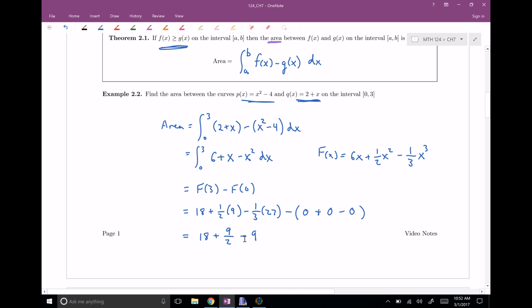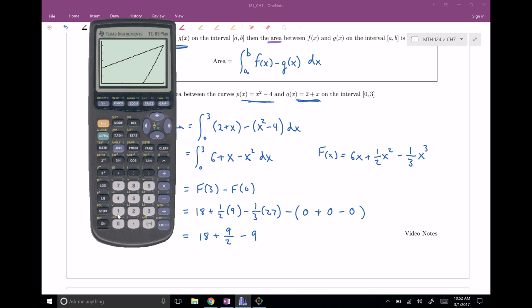And okay, let me just use my calculator to finish this up. So I'm going to go back to the regular screen, and we have 9/2 minus 9. Enter. All right, so positive 4.5.